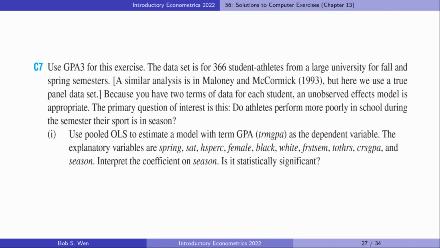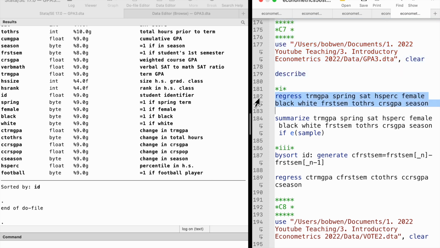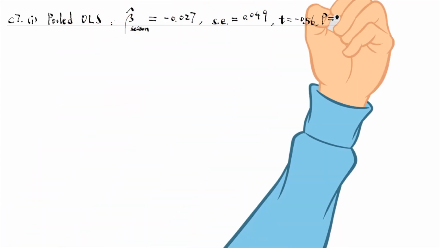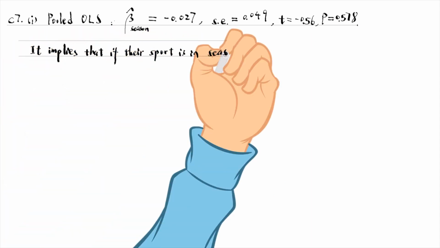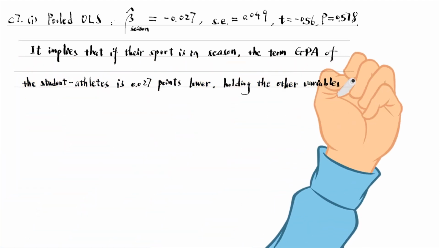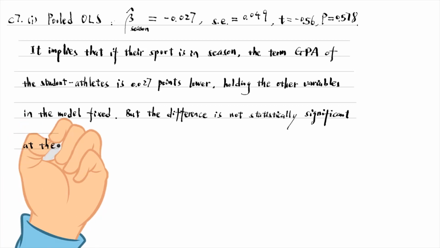In part 1, we use pooled OLS to estimate a model with GPA as the dependent variable and 10 explanatory variables. Interpret the coefficient on the season variable. Is it statistically significant? The pooled OLS gives an estimate of minus 0.027 for the coefficient on the season dummy variable. It implies that if their sport is in season, the term GPA of the student athlete is 0.027 points lower, holding the other variables in the model fixed. But the difference is not statistically significant at the 10% level.